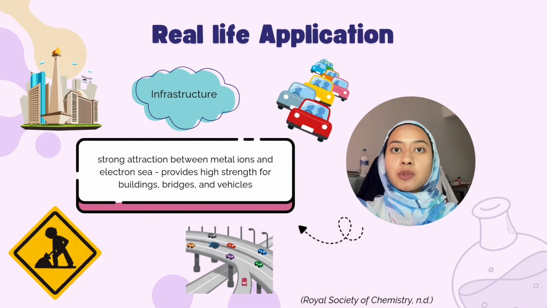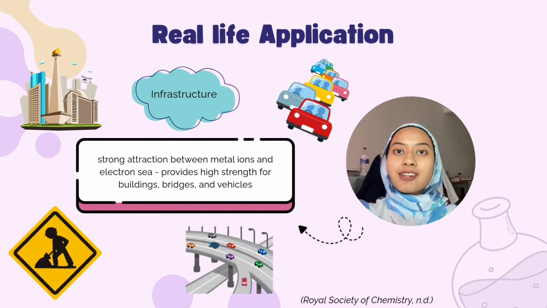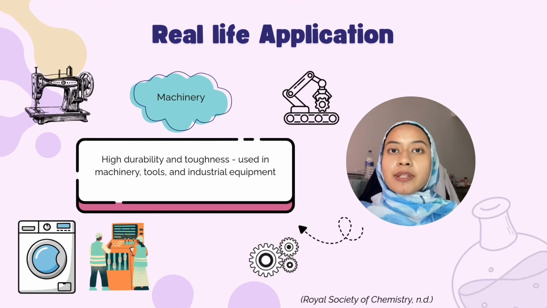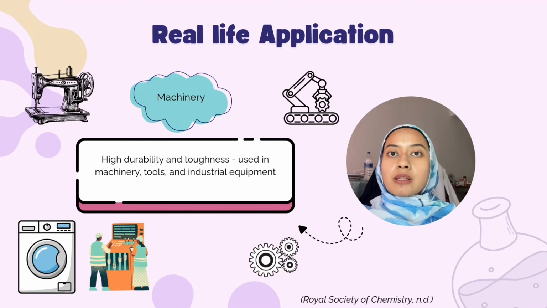The strong attraction between metal ions and delocalized electrons gives metals high tensile strength and durability. As a result, metals like steel and iron are widely used in buildings, bridges, ships, cars, and aircraft frames. Metallic bonding gives metals high durability and toughness.